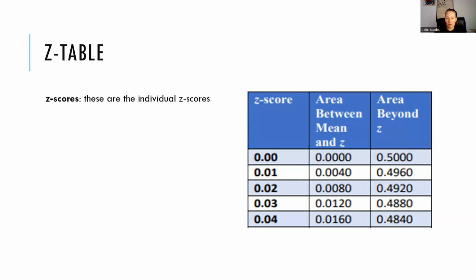So when we look at this table, I will teach you how to interpret this. We have that first column labeled z-scores. These are the individual z-scores that it could be. So those are just z-scores in that column.